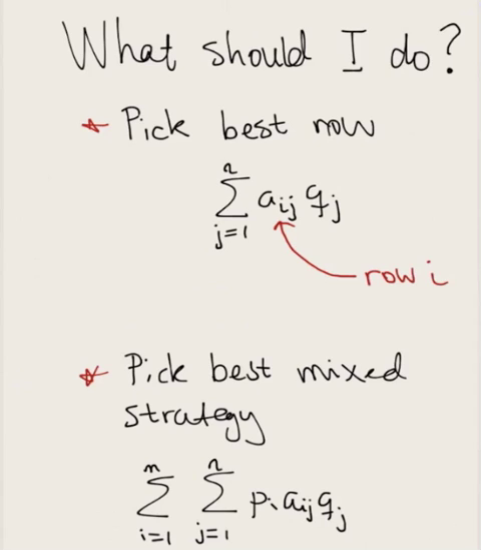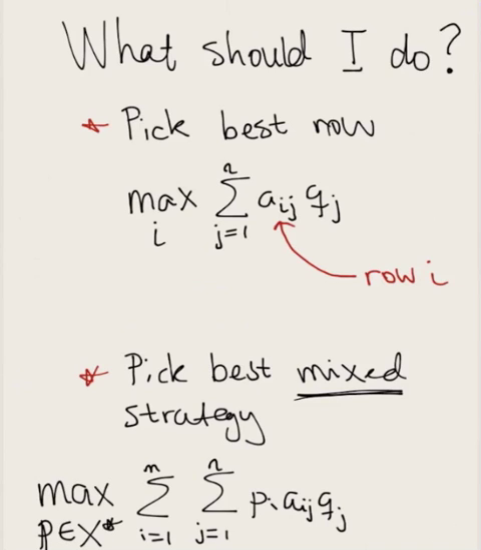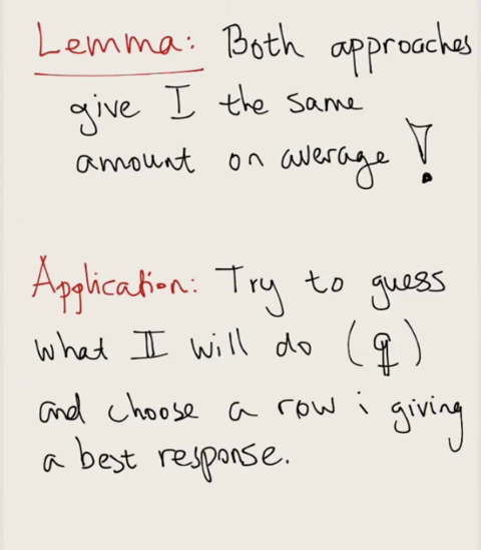In this sum, the index I is fixed. And he can try to choose the best row in order to maximize the outcome of the game. Or he could try to pick the best mixed strategy. So in the lower equation he's trying to pick the best possible mixed strategy. And it's a strange fact that both approaches will give player number 1 the same amount on average, picking a single row or picking a mixed strategy.